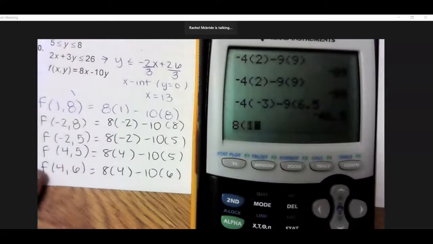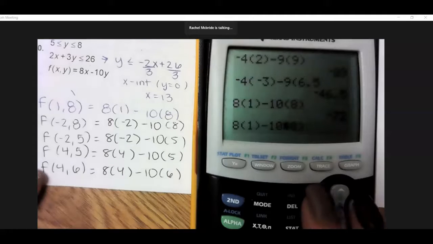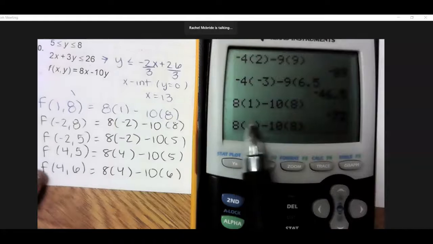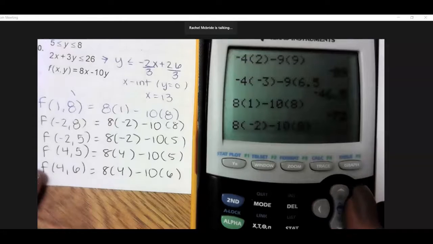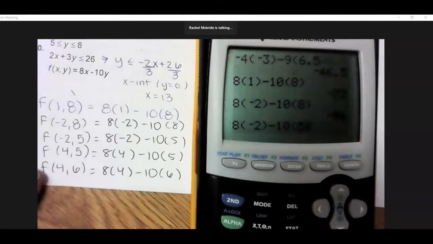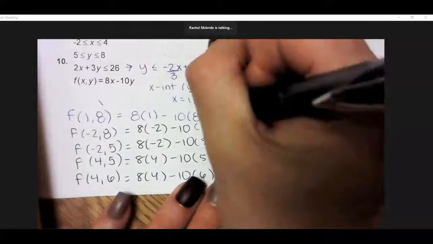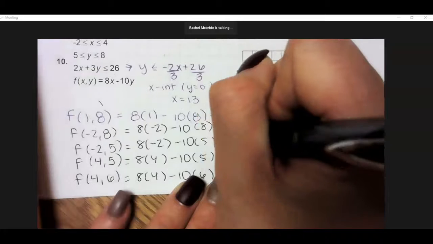So you do 8 times 1 minus 10 times 8. And then I would get 8 times negative 2. And if you need to add a number when you copy and paste, you can hit second and the delete key, and that will let you insert a value. And then you can just arrow back and forth. And then we'll copy and paste one more time and write down our answers. So I get negative 72, negative 96, and negative 66.